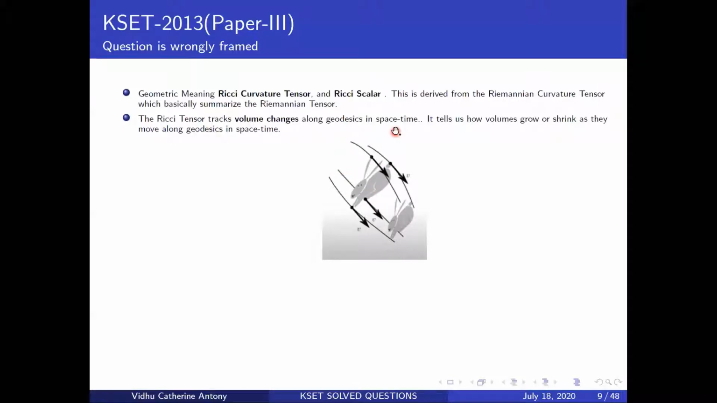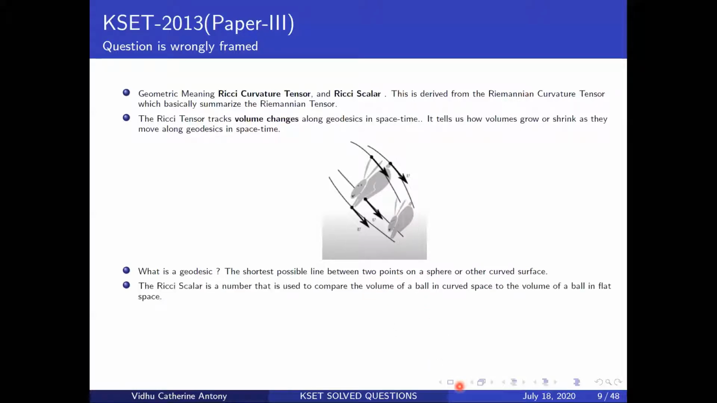What this tensor does is what we're going to look at. The Ricci tensor tracks your volume changes along the geodesic, and this has huge significance because it tells you how these volume changes affect two things. I will describe how these volume changes are of relevance. I told you what a geodesic means: the shortest possible line between two points is your geodesic.